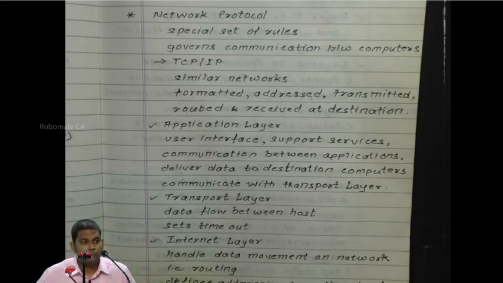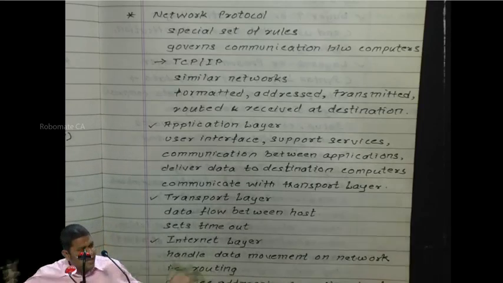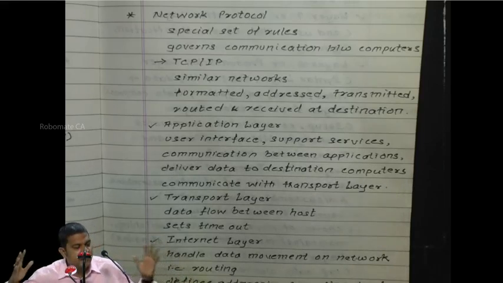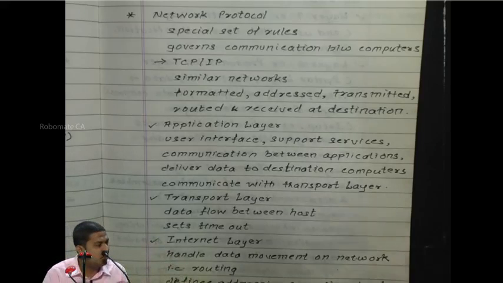But when two separate models, separate topology, separate architecture types of computers, different types of computers are getting connected to each other, then TCP/IP won't work. There you require Open System Interconnection. That means a computer of any network will be able to connect to a computer of any other network.